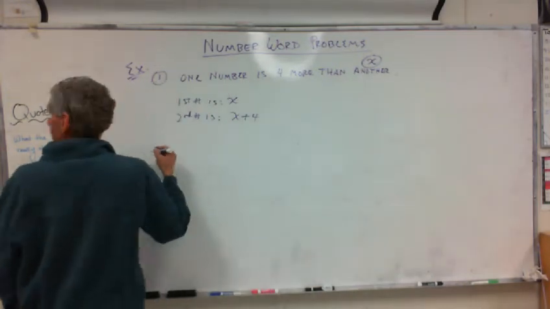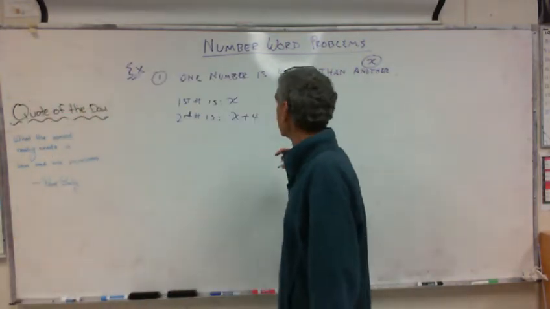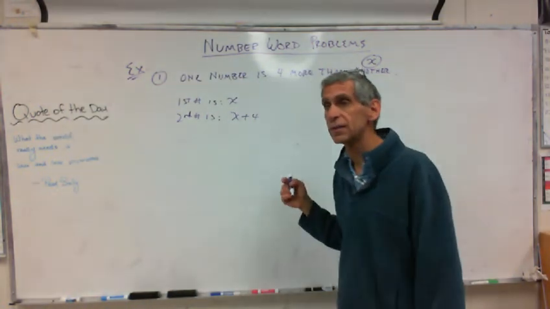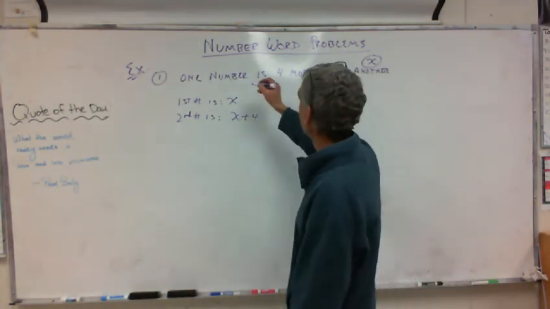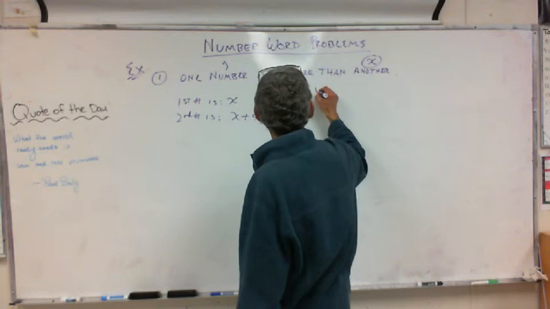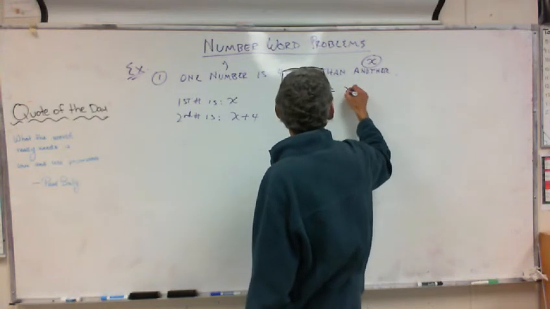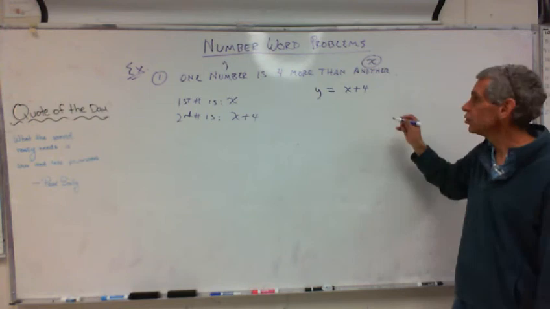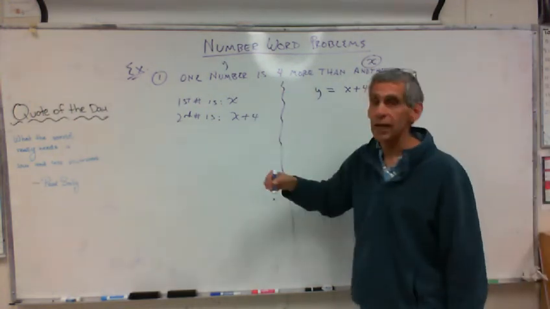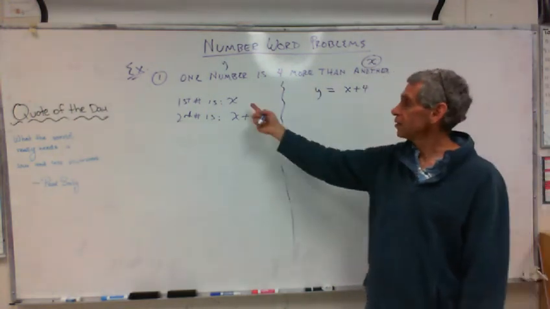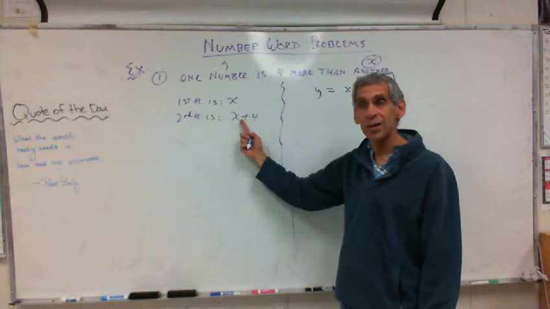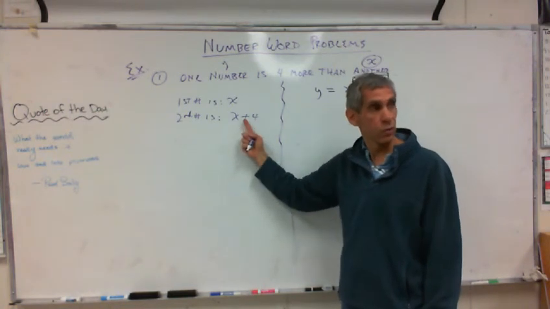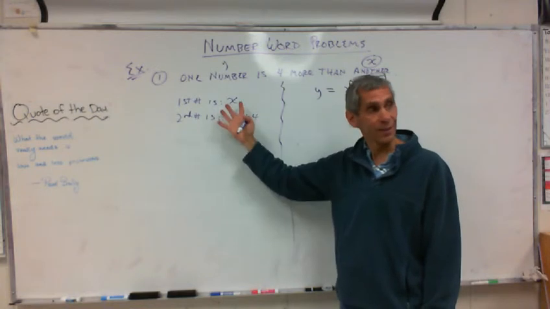Okay, let's try another. Yes, question. Could the one number be y? So this is the one number. You could also do this as a systems of equations. You could say y equals x plus 4. Does that make sense? So there's two ways to do this. I'll show you both ways, and you can do either way you want. This is one way where you have the two numbers in terms of x. There's no y's at all in this method.